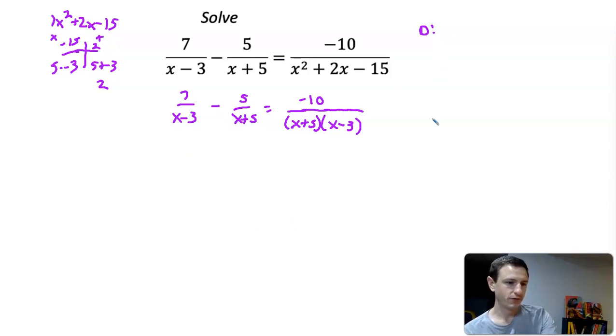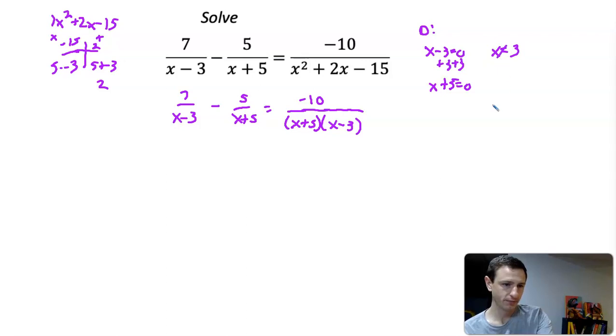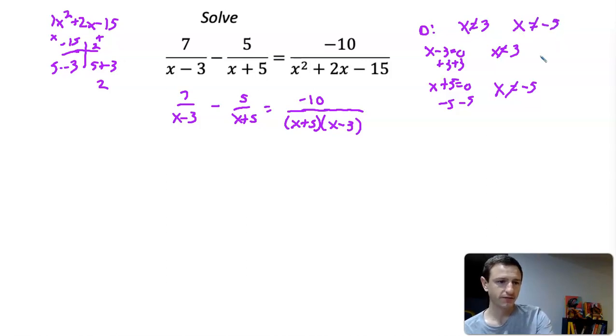Now that we have that, we have to establish which x values the answers cannot be. We're going to take our denominators: x minus 3 equal to 0, x plus 5 equal to 0, and I don't need to do this for the last one because they're the same, x plus 5, x minus 3. So this is going to be x equal to 3, so x cannot be 3. And this is going to be x equal to negative 5, so x cannot be negative 5. Just something to keep in mind when we get down to our solution.